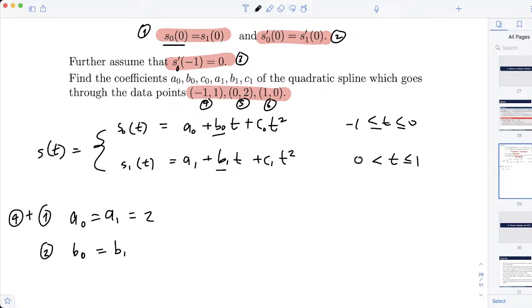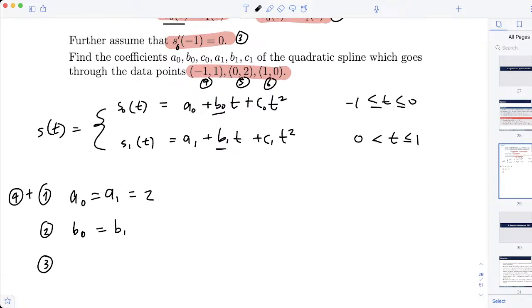So then let's have a look at the third condition. Well, the third condition tells us that the derivative of S0 evaluated at -1 is equal to 0. So the derivative is just b0 plus 2c0t. So I should probably write that out.